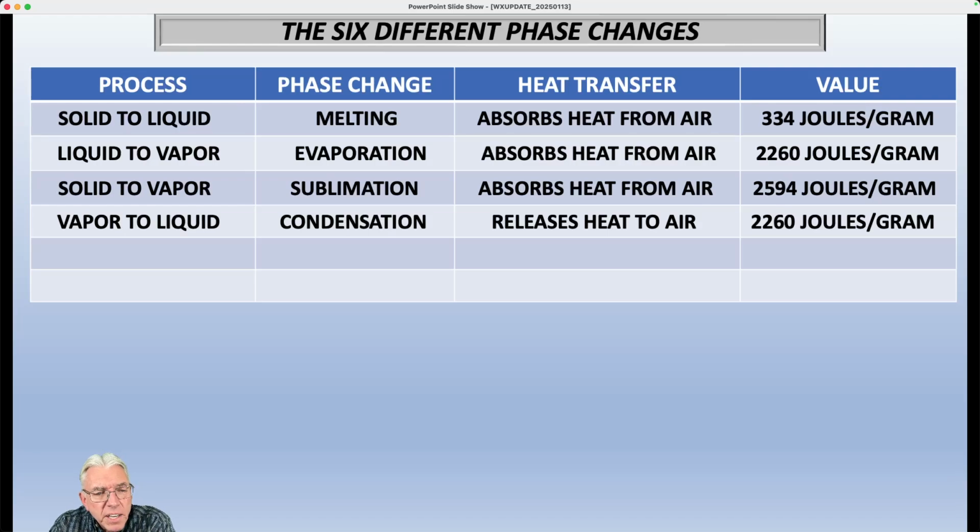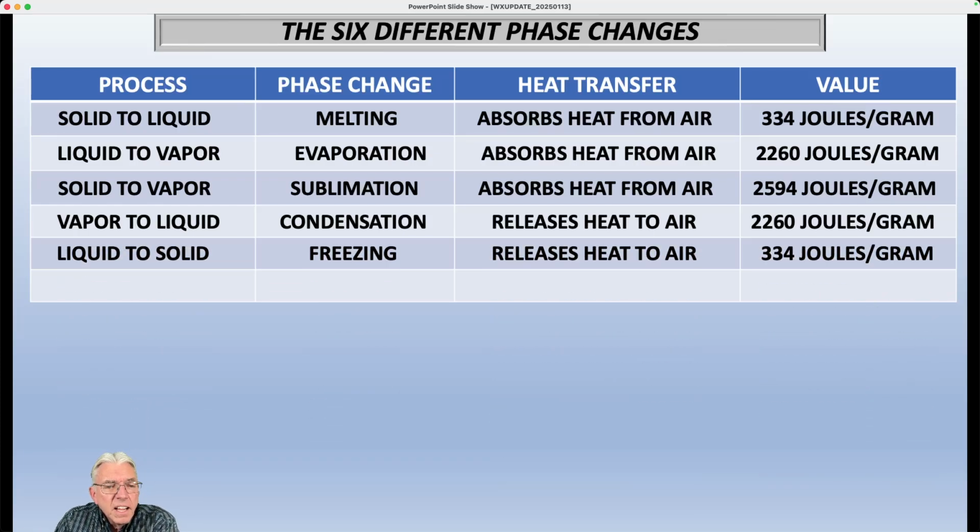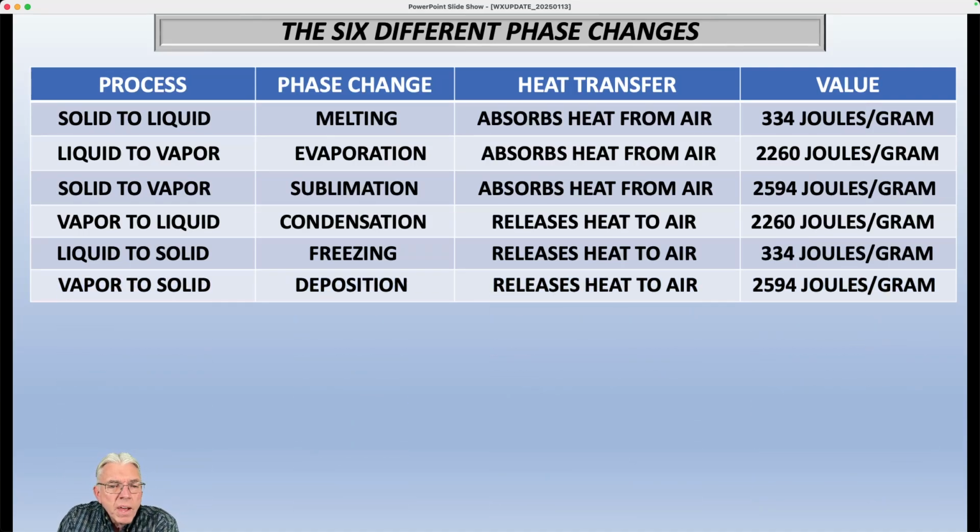Now, going the other direction, vapor to liquid is called condensation. That releases heat to the air at a pretty good rate. Going from liquid to solid, of course, is freezing. That also releases heat to the air, which results in warming. And then if you go straight from vapor to solid, that's called deposition. And again, that produces warming.